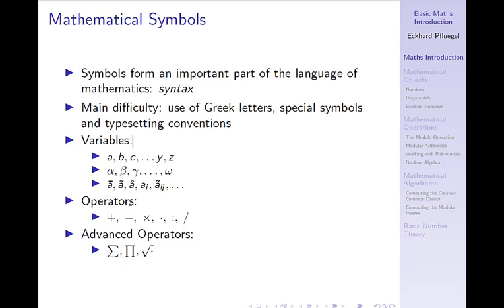So these are reasonably straightforward, and you're probably familiar with them, but there are also advanced operators such as the sigma sign, which indicates a sum. You've got the product operator and the square root. So depending on the context, they are more or less straightforward, but it's worth looking at them separately when we encounter them in due course.